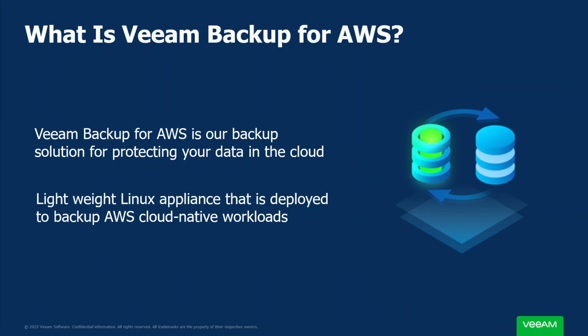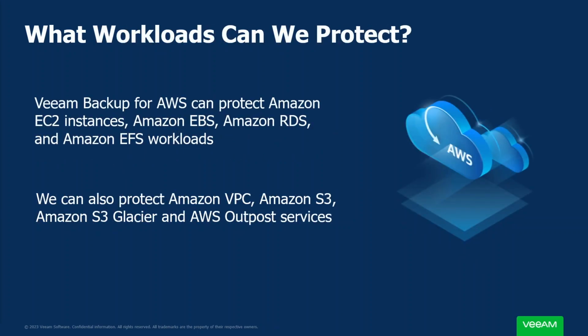To make the idea a little less abstract, Veeam Backup for AWS is really just a lightweight Linux appliance that is deployed to back up your AWS cloud native workloads. What can Veeam Backup for AWS protect? You can protect Amazon EC2 instances, Amazon Elastic Block Store, Amazon Relational Database Services, and Amazon Elastic File System. We can also back up Amazon VPC, Amazon S3 and S3 Glacier buckets, along with AWS Outpost services.